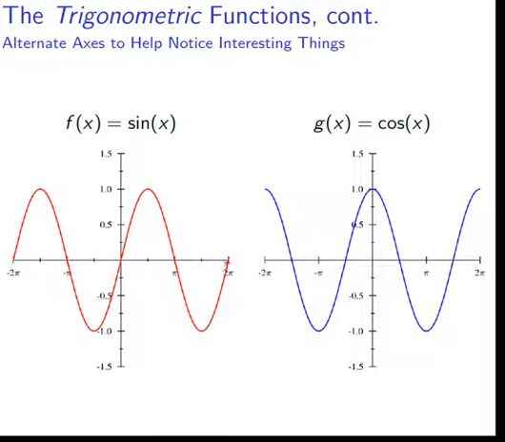From 0 to 2 pi, we've got one repetition. From -2 pi to 0, we've got another repetition. It repeats itself every 2 pi. It also varies between 1 and -1, both for sine and cosine, and it also has repetitions on a 2 pi basis, both for cosine and sine.